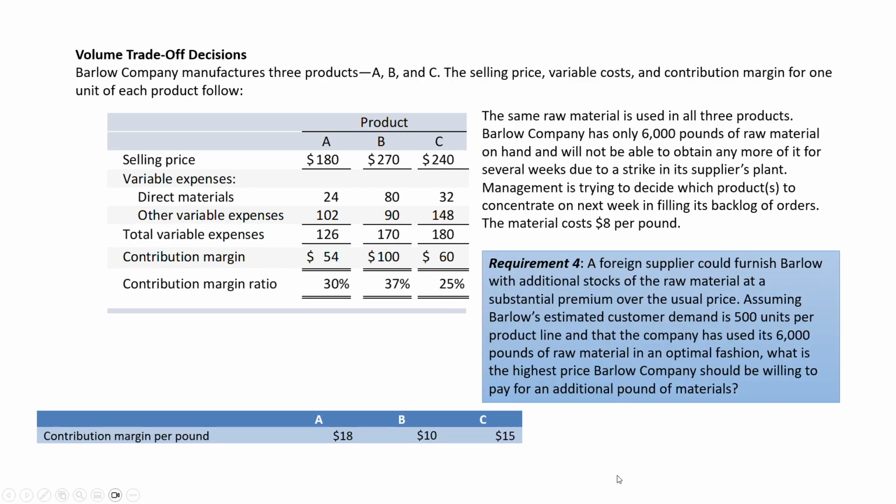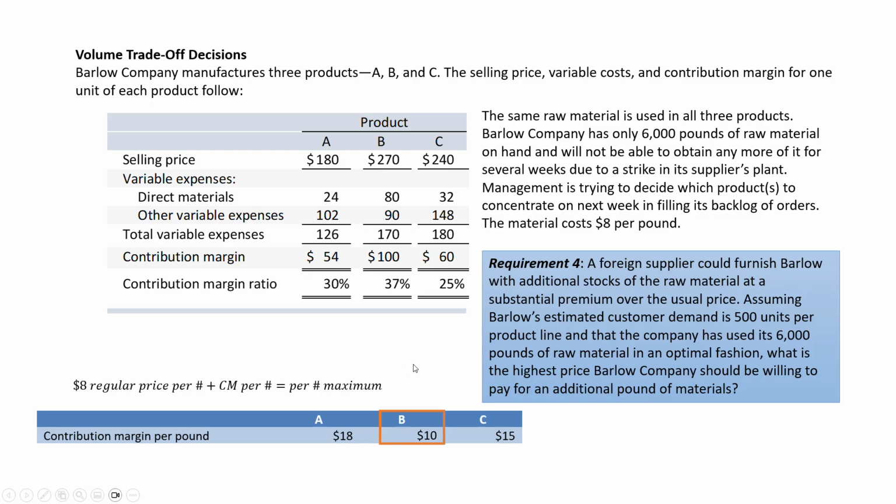So why am I stressing that? Again, they're saying, what is the maximum amount that you'd be willing to pay for that raw material? Well, I'm not going to work through everything, but I'm giving you a hint. Again, B is the only one. B earns me $10 per pound.